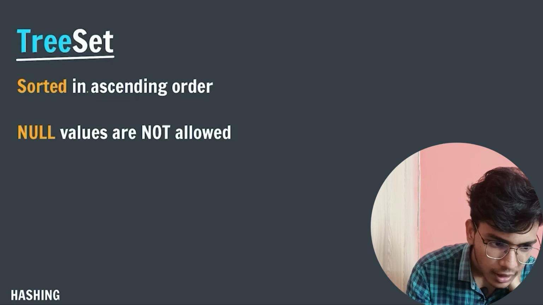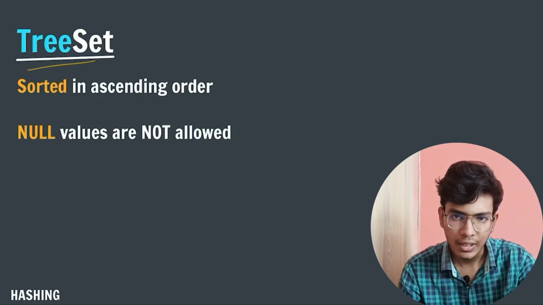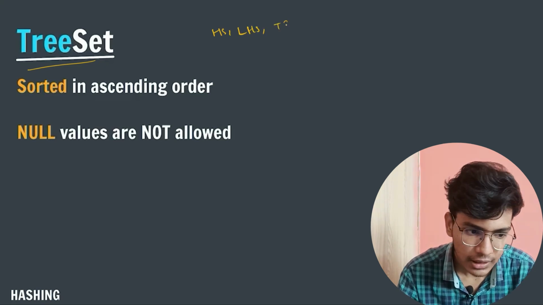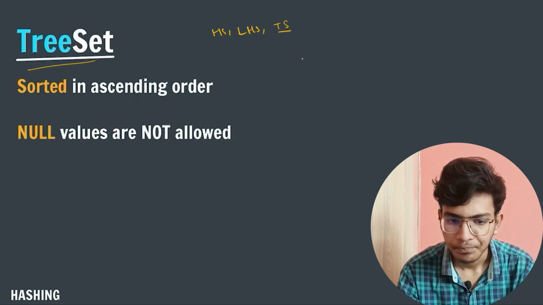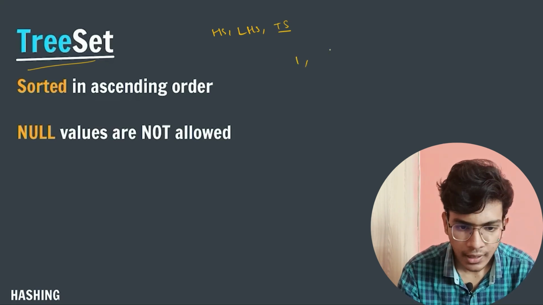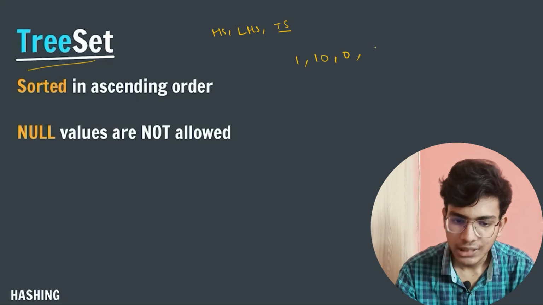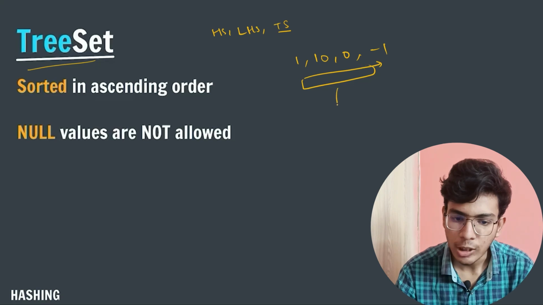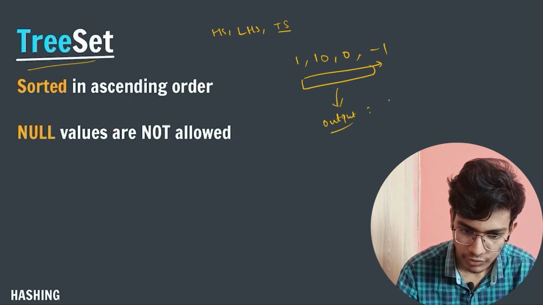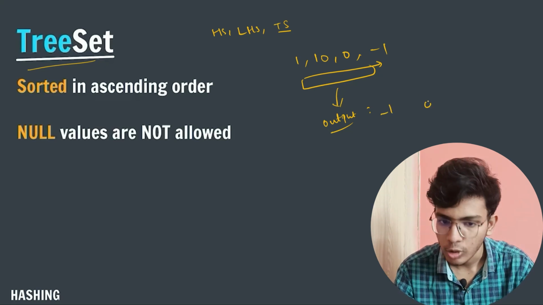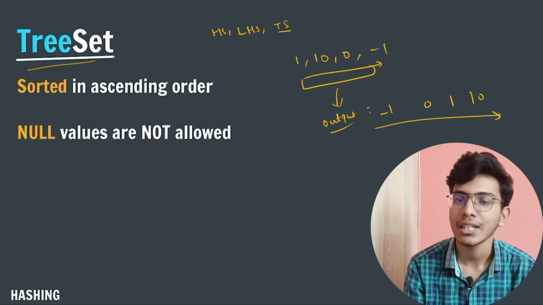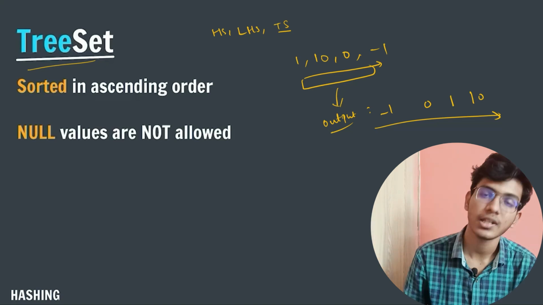So what is the difference between a HashSet, linked HashSet, and a TreeSet? Let's say I'm adding 1, after that 10, after that 0, after that -1. So in this fashion I'm adding elements in my TreeSet. Now if I print the output, then in the output screen I will get the keys in a sorted fashion. It means that first of all I will get -1, after that 0, after that 1, after that 10. In this sorted fashion, I will get my output if I have created a TreeSet, right?